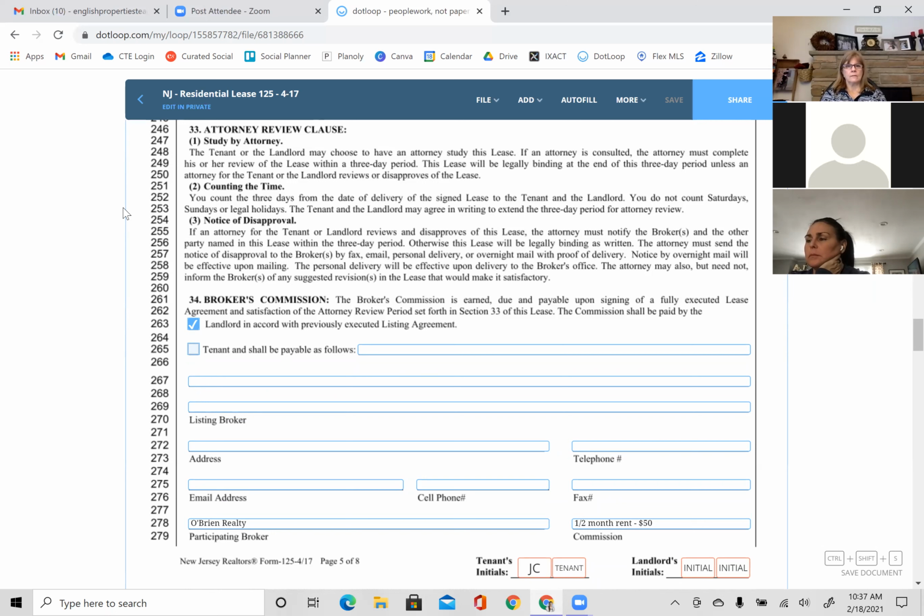What people get confused about sometimes is when to start counting the 3 days. So your 3 days start from the day that this lease has been signed and delivered to the tenant and the landlord. Saturdays and Sundays don't count. They don't count weekends, only business days, and they won't count a legal holiday.